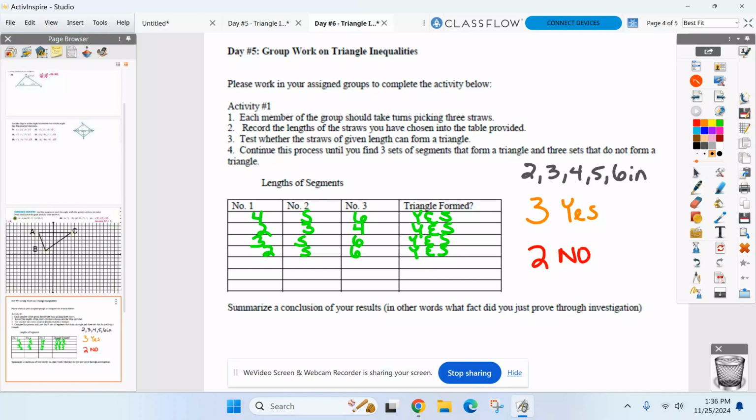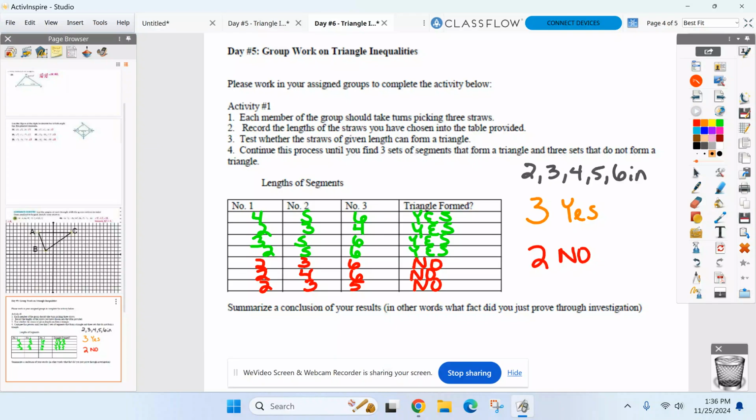Now let's look at our no's. Did anybody have a no? Linus, what's good? 6, 2, 3. Yes, 2, 3, 6 should have been a no. That would not form a triangle. Others? Emerson. 4, 2, 6. Correct. 2, 4, 6 did not. And there was actually one other combination. Anybody? Maybe I didn't list yours up here, Bryn. 5, 2, 3. 2, 3, 5. Yep.